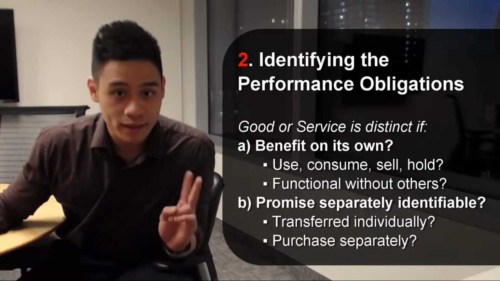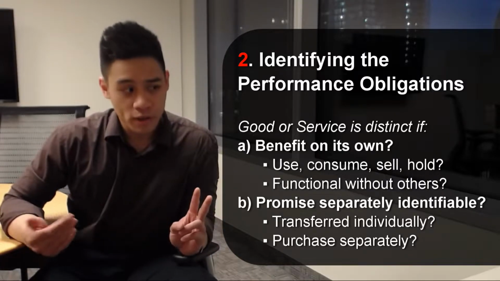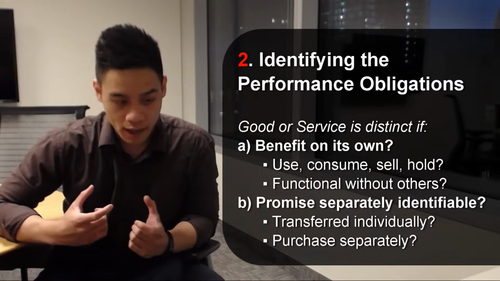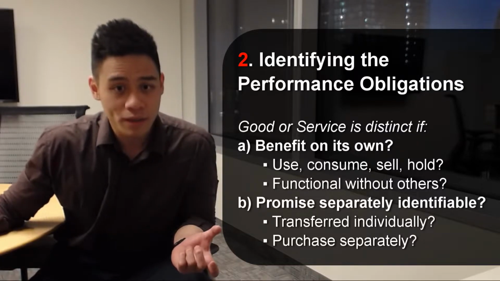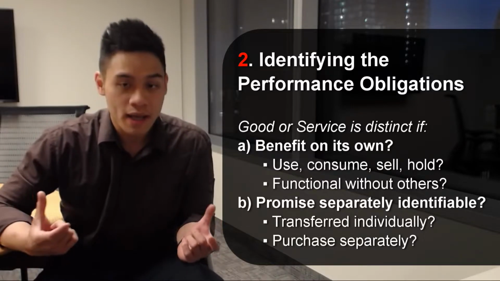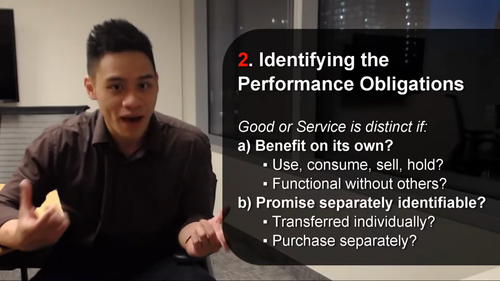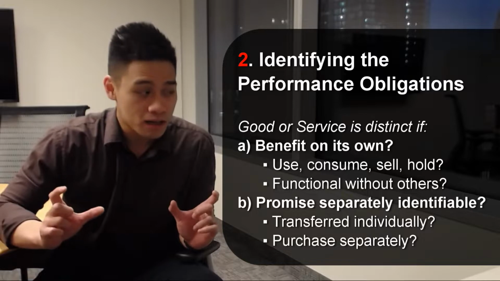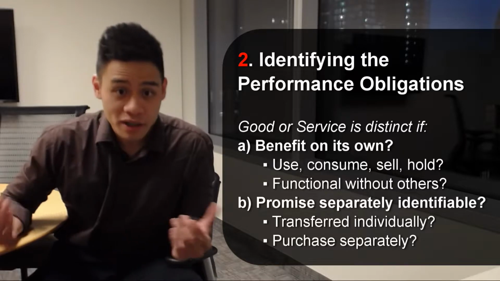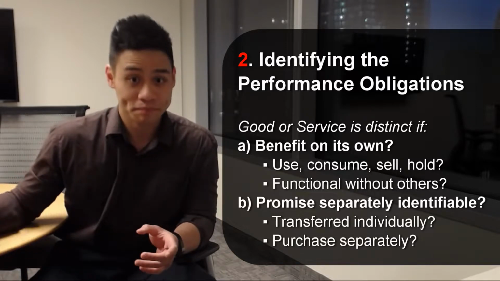So the second point is, the promise to transfer the good or the service to the customer is separately identifiable from the other promises within that contract. So it's basically we're asking, how is it transferred? Is the good or the service transferred individually, or is the transfer a combined item or a combination of items for a single output that is specified by the customer? And could this specific good or service be purchased separately?